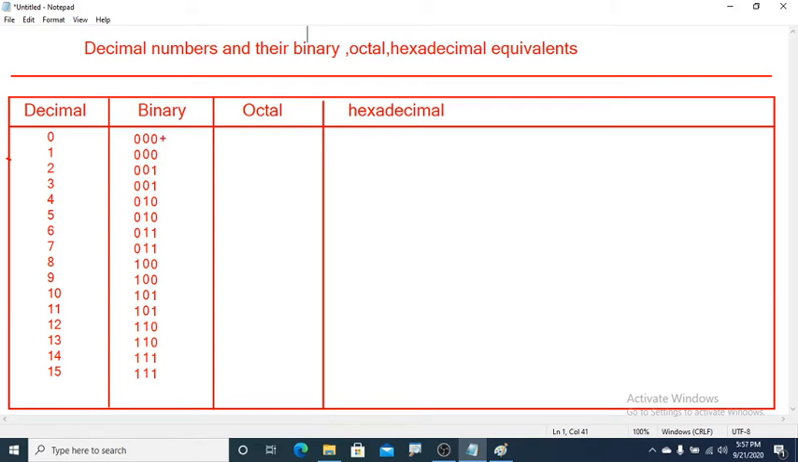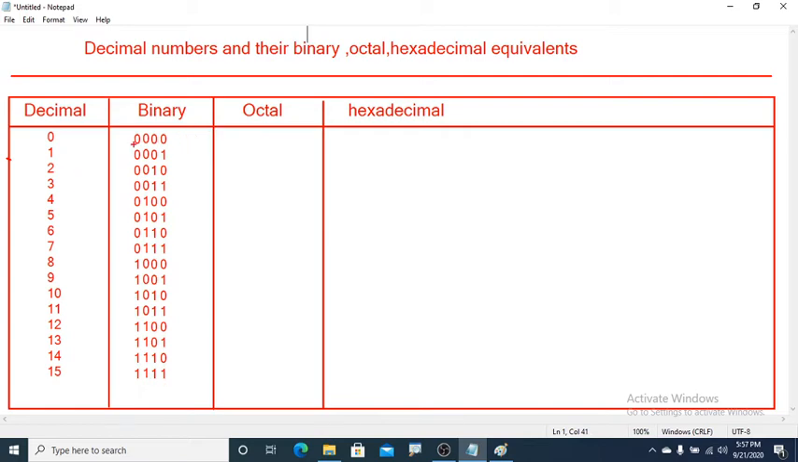Now the final row is 0 1 0 1. 0 1 0 1 0 1 0 1 0 1 0 1 0 1, finally 0 1. See how easy we can write like this, right?